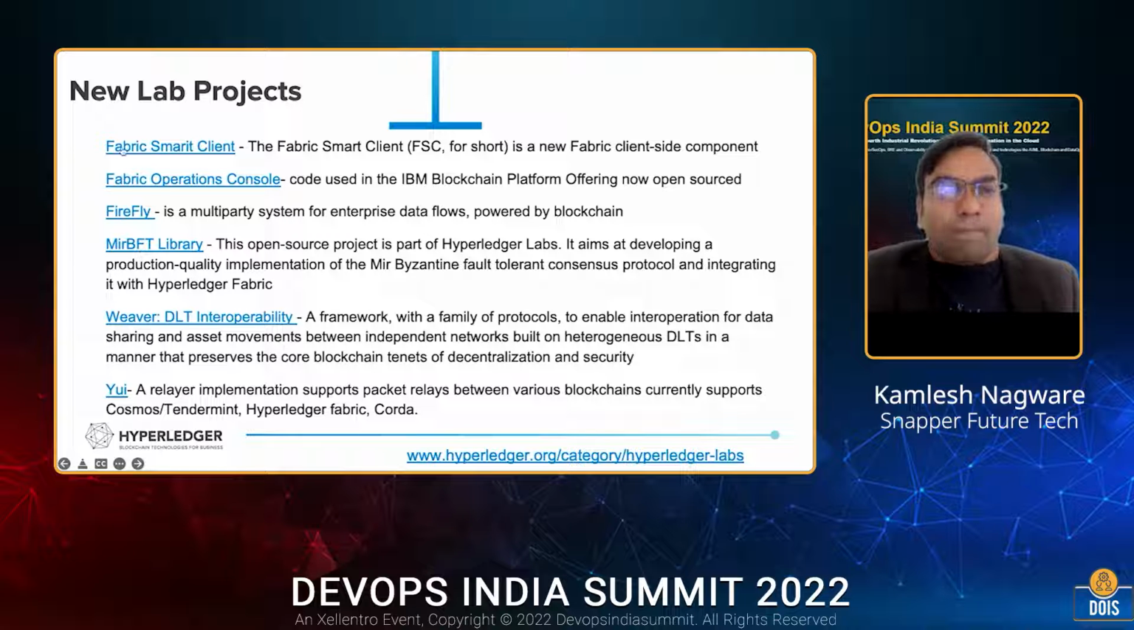And then a couple of libraries like Firefly, which is a multi-party system framework that has recently become one of the new blockchain projects, for developing and deploying multi-party systems for a specific use case. And a BFT library, where new innovation is happening to support new algorithms that are faster and more efficient, for the performance and scalability of blockchains.